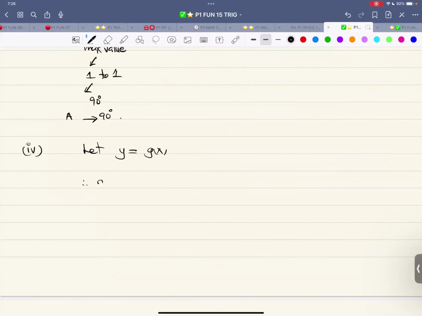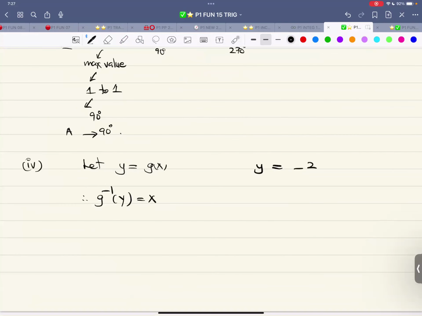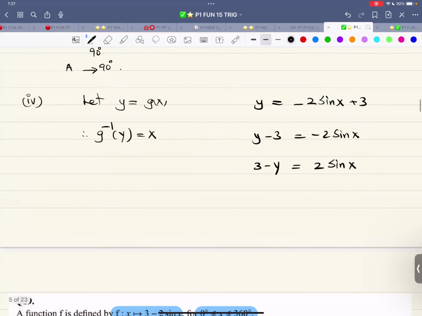Therefore, g inverse y equals x. So y is equal to this function, negative 2 sine x plus 3. Then y minus 3 is negative 2 sine x. 3 minus y is equal to 2 sine x, where I multiplied with a negative sign. 3 minus y over 2 is sine x. Therefore, x equals sine inverse of 3 minus y over 2.